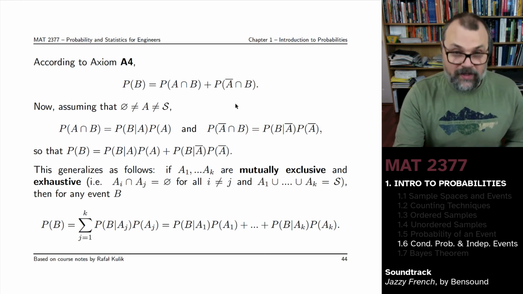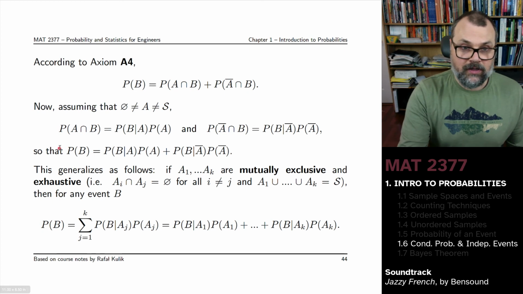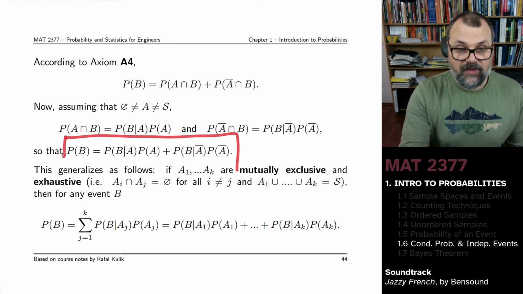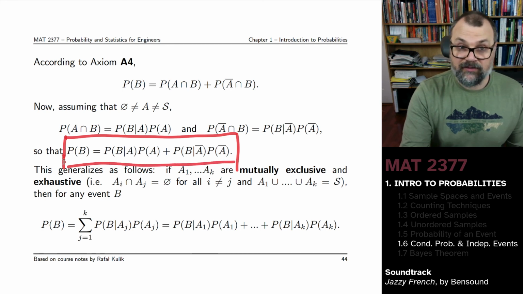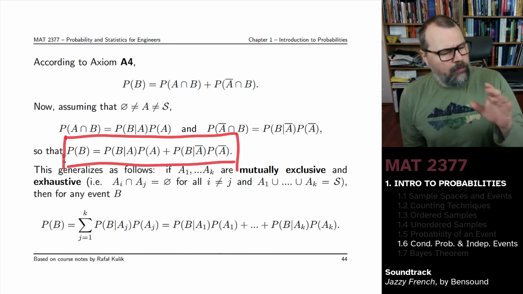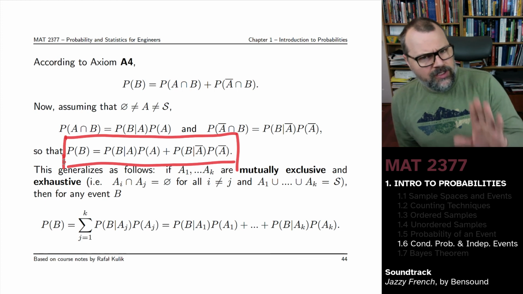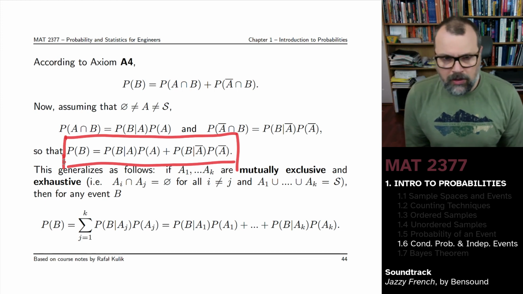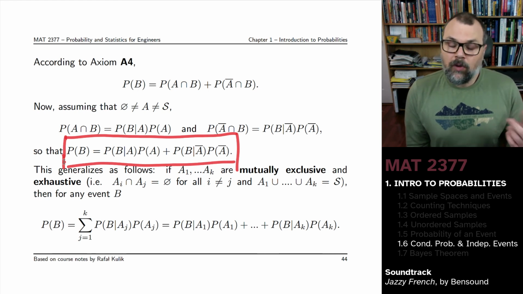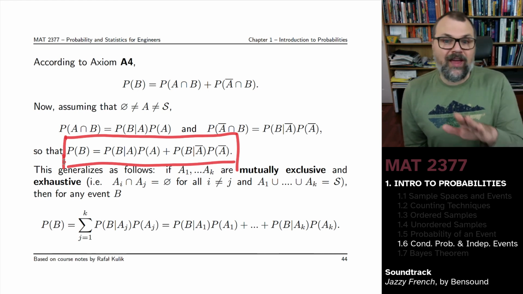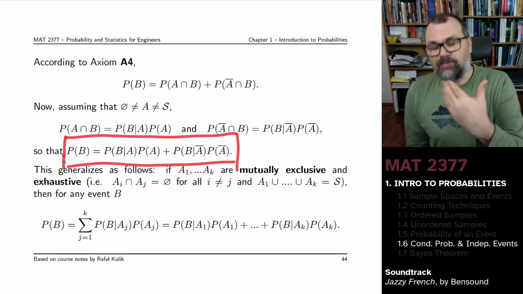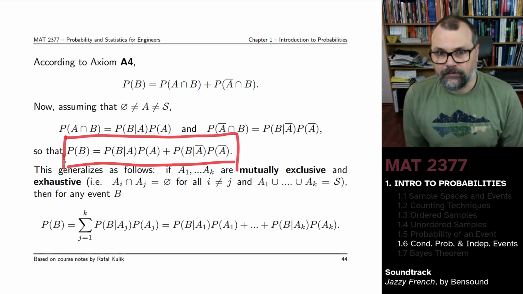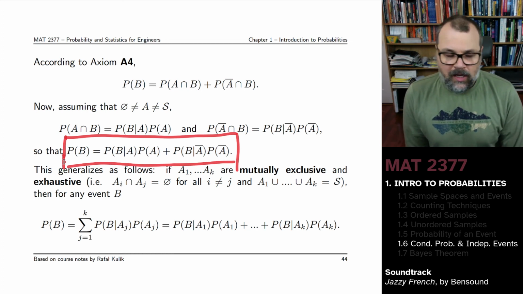In general, what we get is actually quite intuitive when you think about it. The probability of event B happening would be the probability that B occurs, assuming that A occurs, times the probability that A occurred, plus the probability that B would occur if A did not occur, times the probability that A did not occur. And you can generalize this in a very nice way.